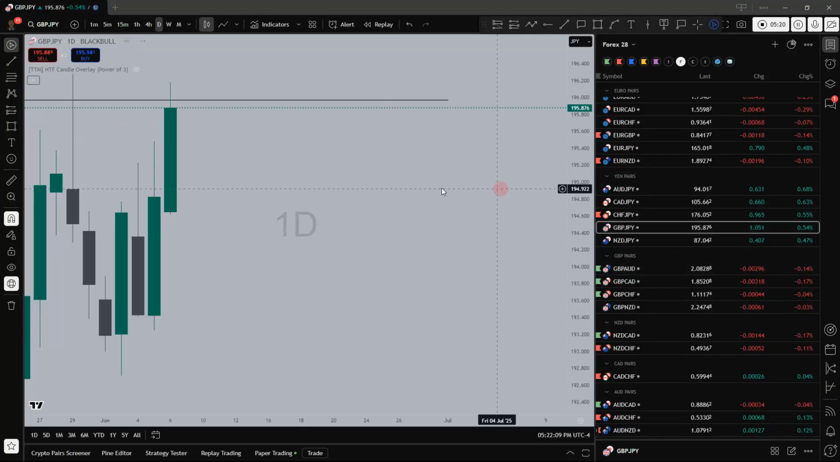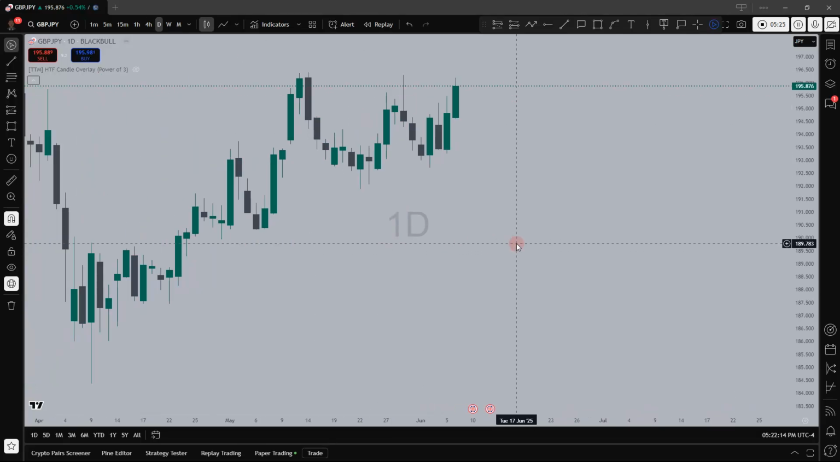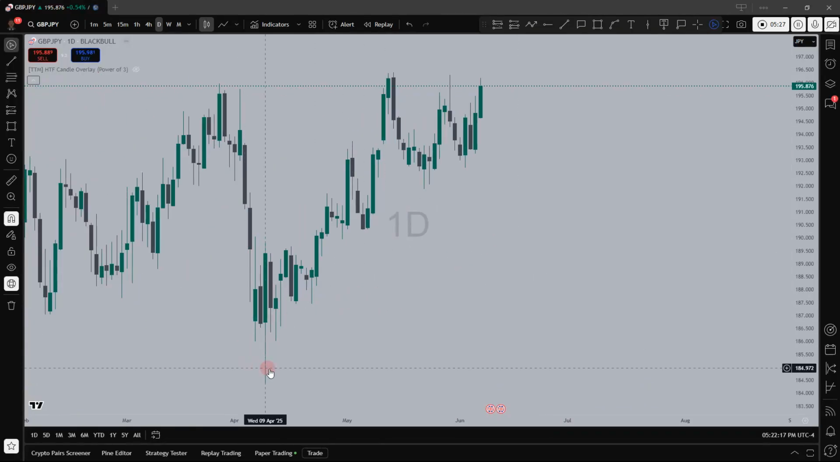So another thing, the beauty of this, another thing, let me just pick a random pair on forex. Boom. Okay, GBP JPY. Nice. Let me just remove everything. Boom. Daily. Okay, zoom out. Let's see our luck.